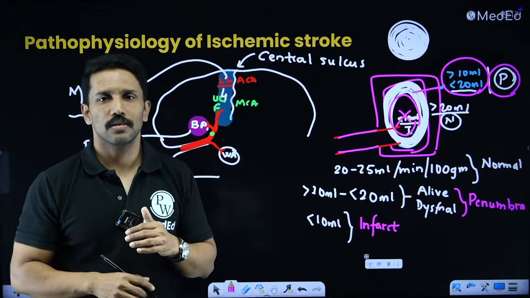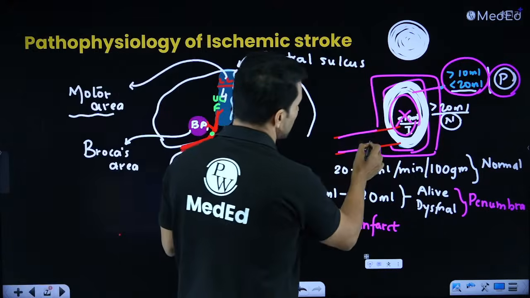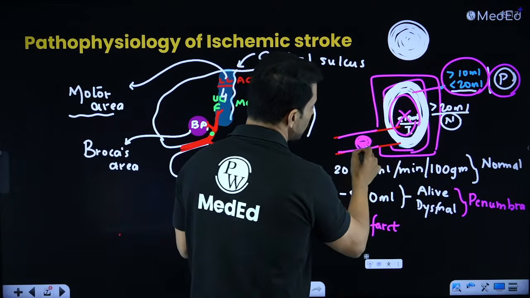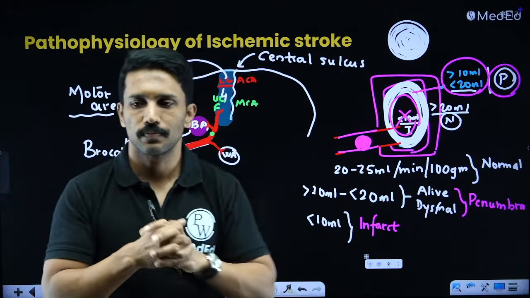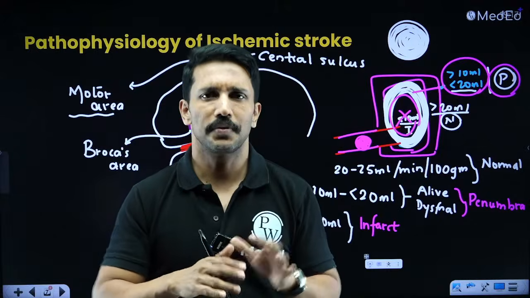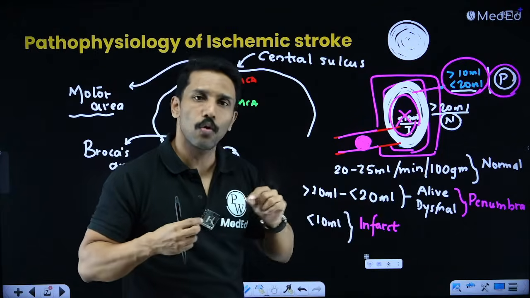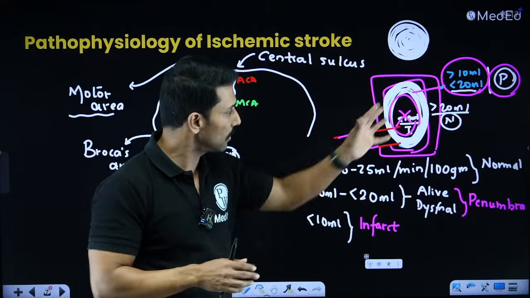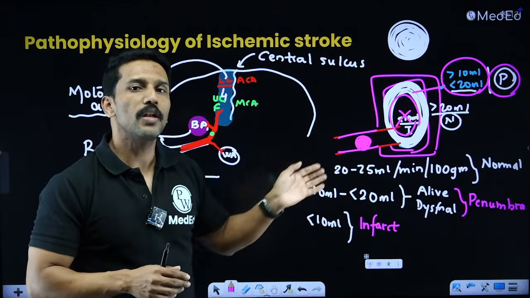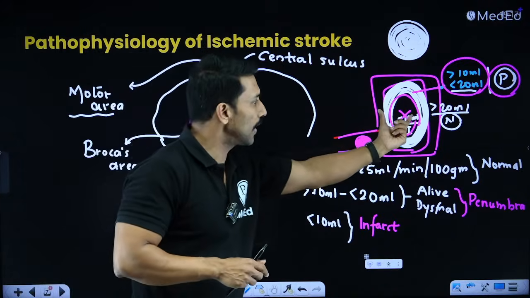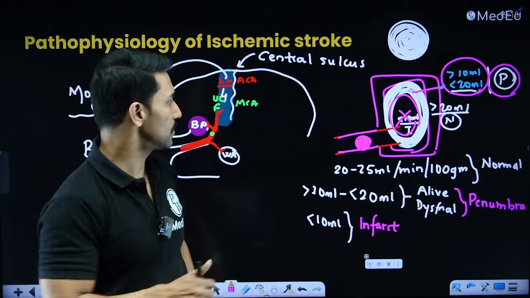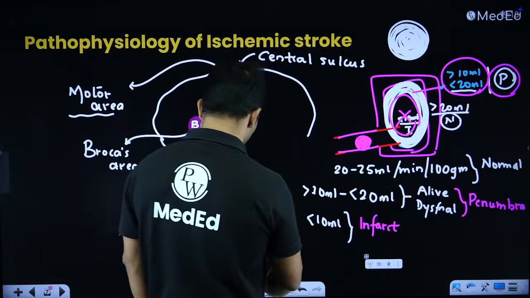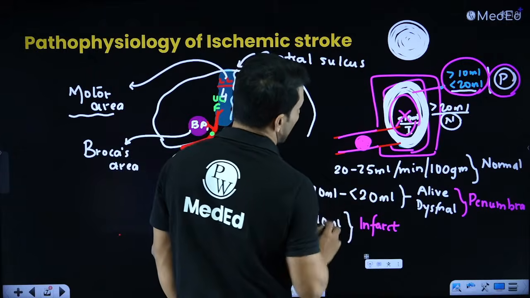Now my question is, don't you think if a blood vessel is getting blocked, there should be some counter mechanisms in our own body which can try to counter this? Yes, when a blood vessel is getting blocked, we have our own counter mechanisms which try to protect the brain. Only when they fail, we end up with penumbra and infarction. So what are those counter mechanisms? Whenever I'm developing a clot here, three counter mechanisms get activated.